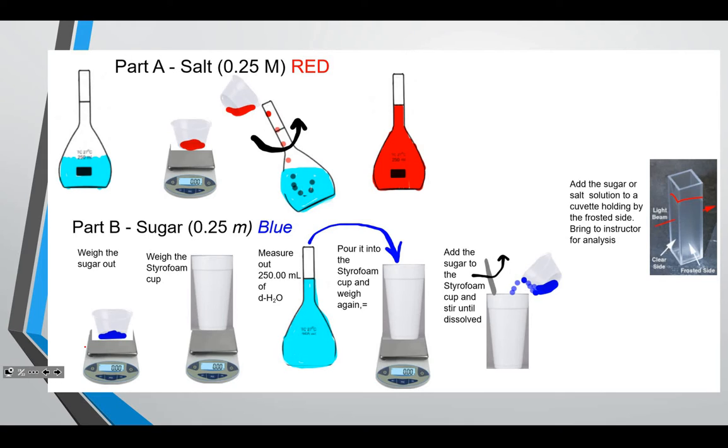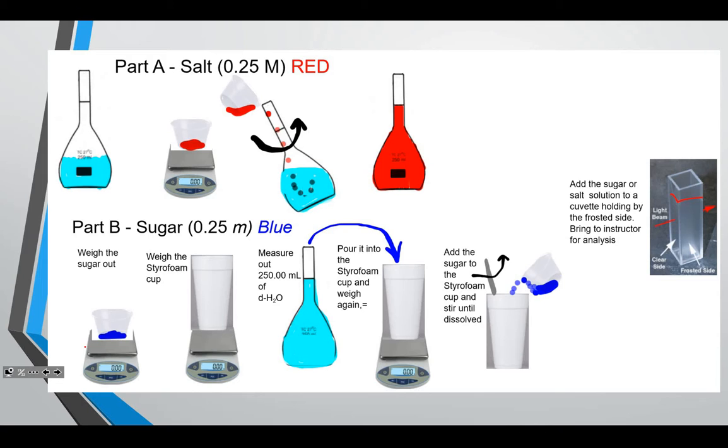All right, sugar, listen to me because you're different. You're going to weigh out what you figured out in the pre-lab. You're going to weigh a styrofoam cup. You're going to fill the volumetric flask up to 250 with distilled water. You're going to pour that 250 milliliters into the cup and weigh the cup again. Then you're going to pour your sample into the cup and stir with a stirring rod until it is all mixed together. Then grab a cuvette, pour in once, dump out. Pour in twice, dump out. Pour in a third time, bring it to me.